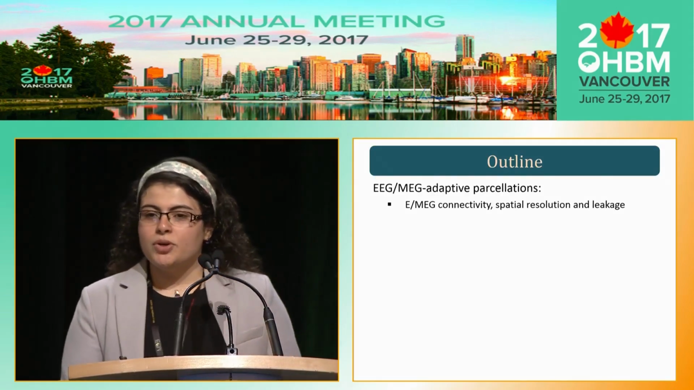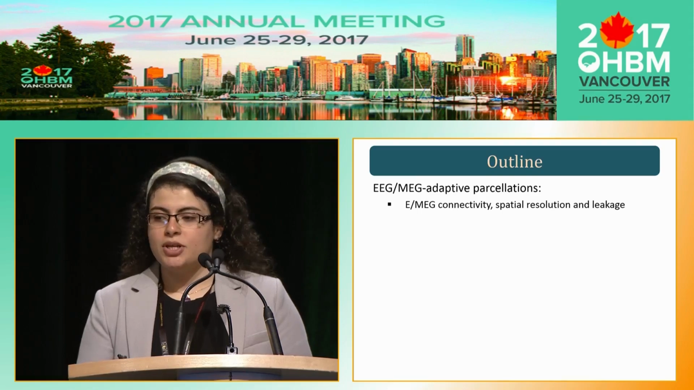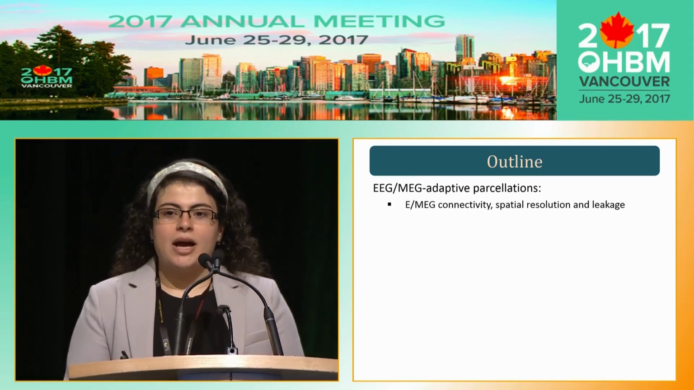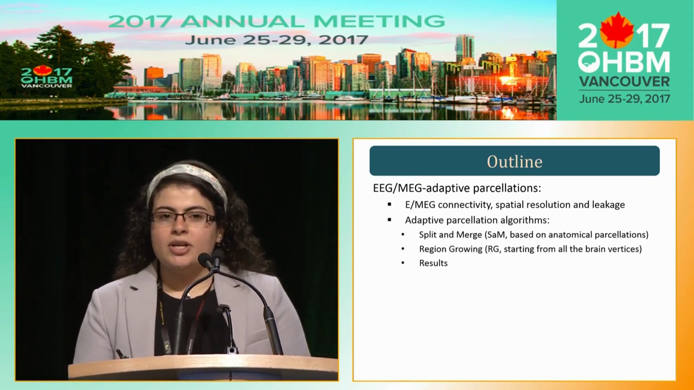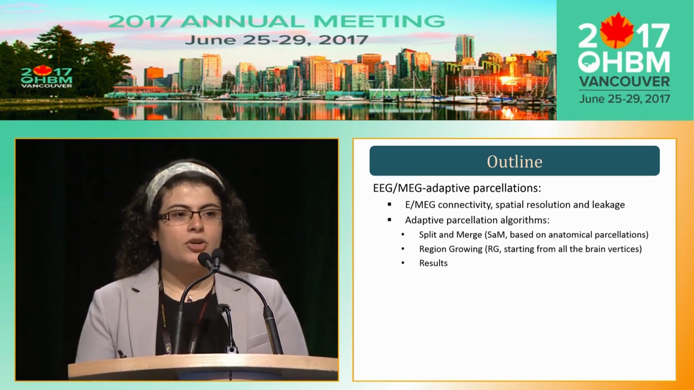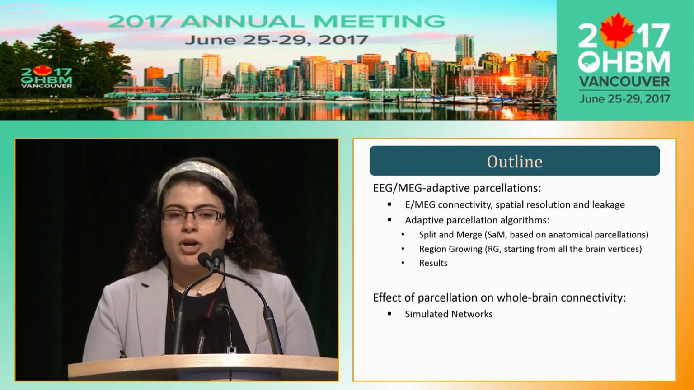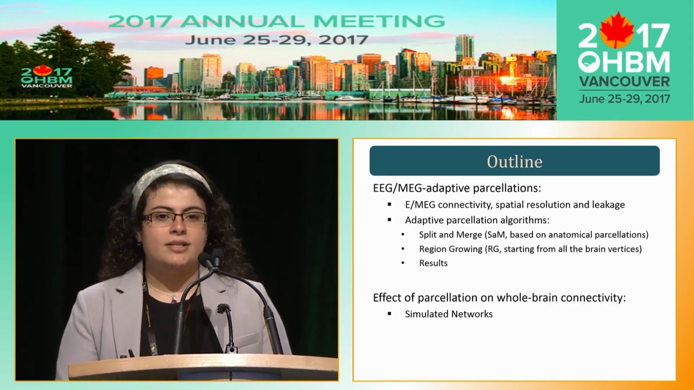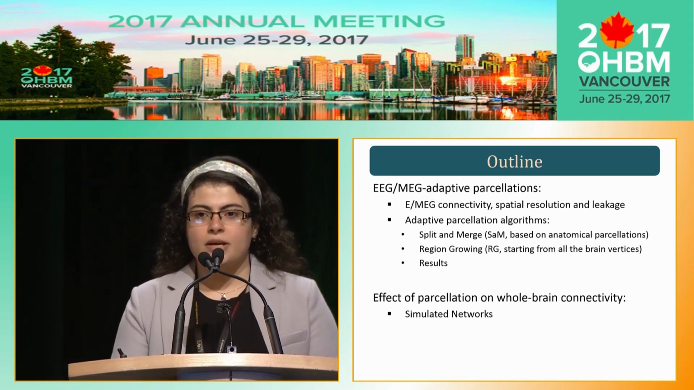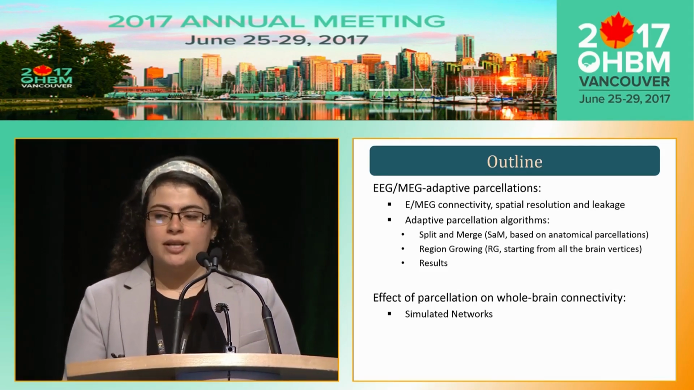I'm going to start by briefly talking about the spatial resolution of the EEG image and how to quantify it. Then I'm going to carry on by talking about a couple of algorithms that we've been working on in order to obtain adaptive parcellations of the cortex. And finally, I'm going to show you, based on some simulated networks, how the performance of the adaptive parcellation would compare to that of the anatomical parcellations.